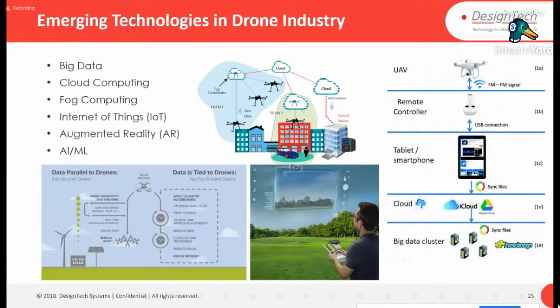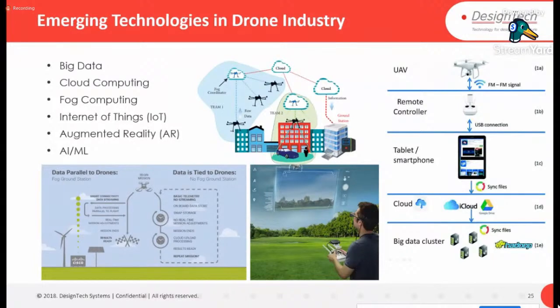Now, when you are addressing a particular problem and going to design a drone for that usage, you will have to understand that the drone is an unmanned aerial vehicle, what we also call a UAV. That is controlled by a remote control, where signals are transmitted from the remote control to the UAV. Information coming in from the drone is then fed through the remote controller onto a smart device, could be a tablet or a smartphone. And from that onto a cloud, which goes into a big data cluster where a lot of big data analytics is actually being carried out. So that's how it works.